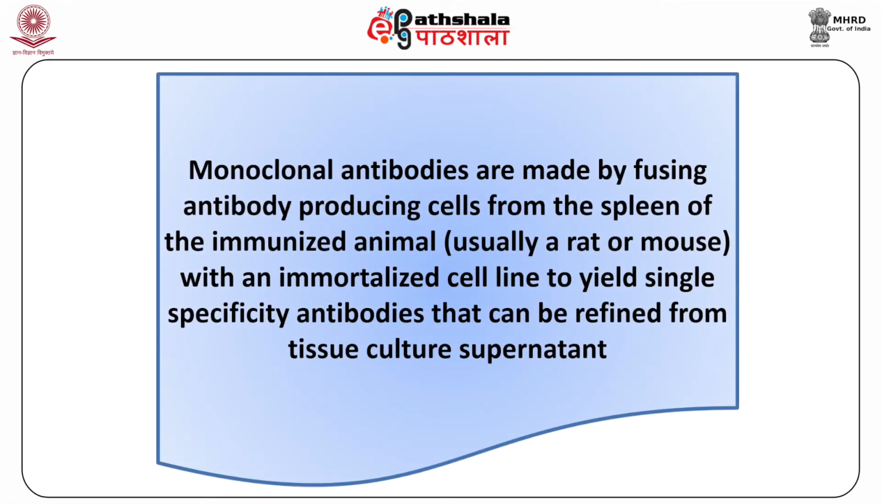Monoclonal antibodies are made by fusing antibody producing cells from the spleen of an immunized animal, usually a rat or a mouse, with an immortalized cell line to yield single specificity antibodies that can be purified from tissue culture supernatant. Both monoclonal antibodies and polyclonal antibodies are used in Western blotting and offer various advantages and disadvantages.